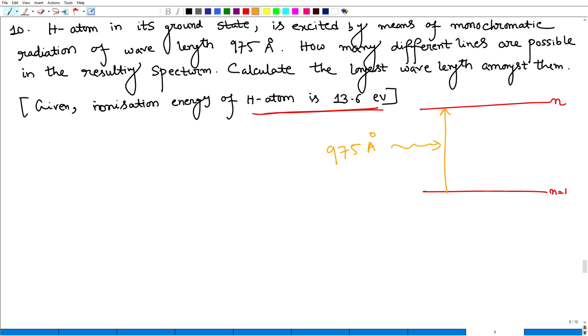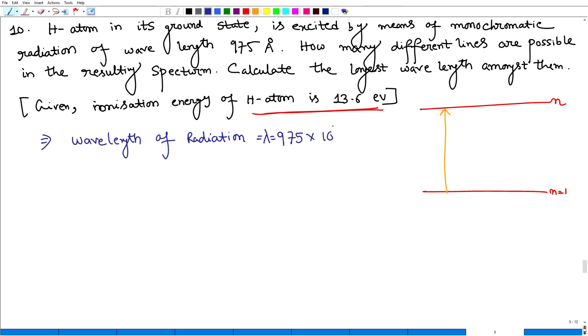First we have to calculate, okay, there is some tricky part in this question that we have to first understand, then we can do this question. Okay, first what is given? Given is the wavelength of incident radiation. Let me write it. That is lambda, that is 10 to the power, let's do it in centimeter, minus 8 centimeter.